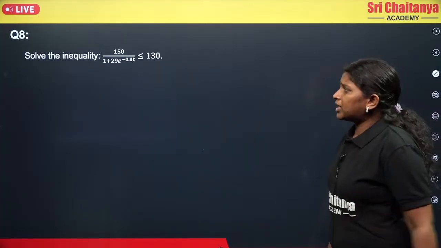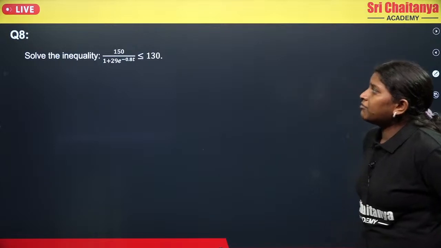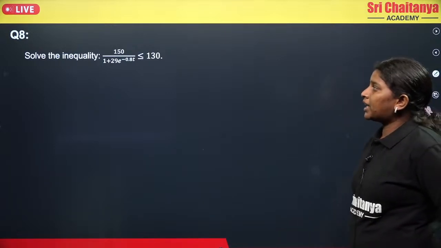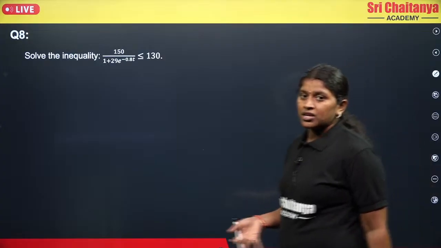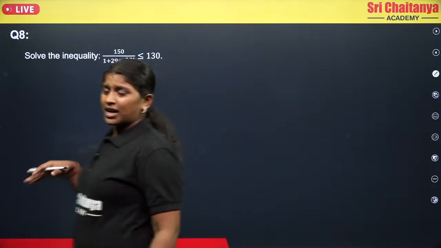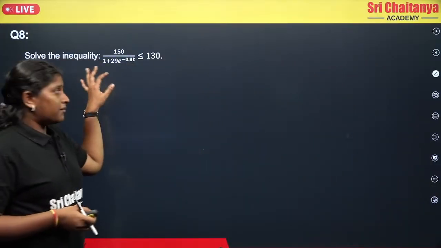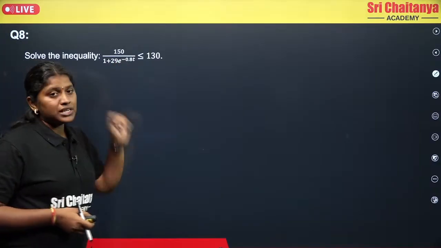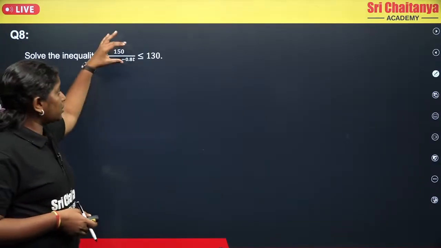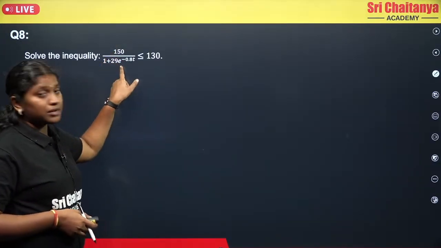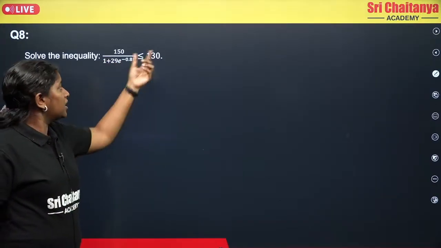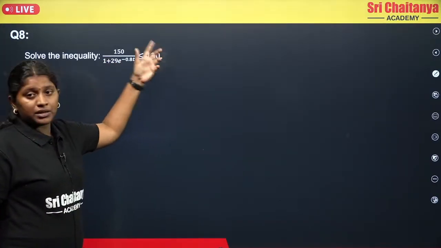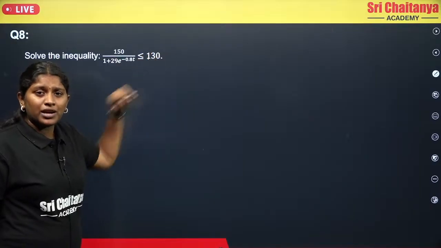Now moving to the next, solve the inequality 150 by 1 plus 29 e to the power minus 0.8t less than or equals to 130. So here anyone having any idea? How can we solve this? Because mostly whenever we are seeing inequalities in fraction form, we are just going to multiply our denominator with the other side. But if you multiply here, you are getting large numbers on your right side.